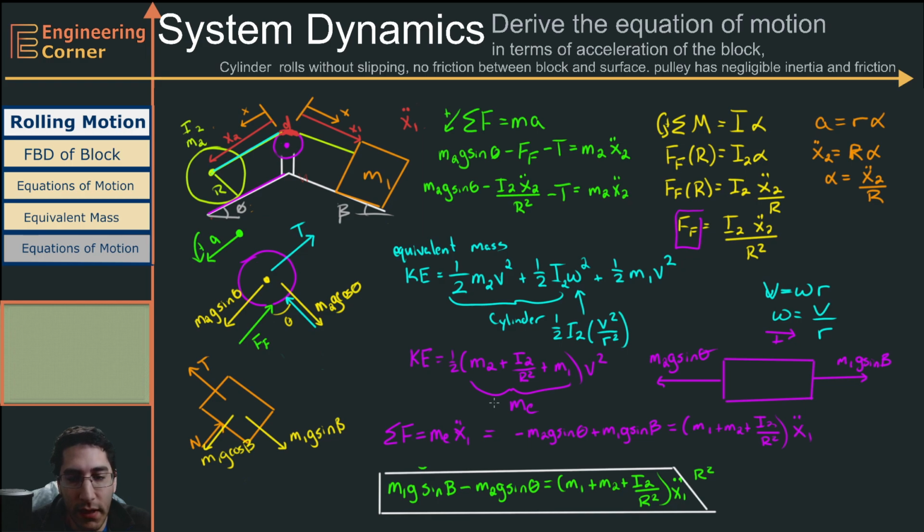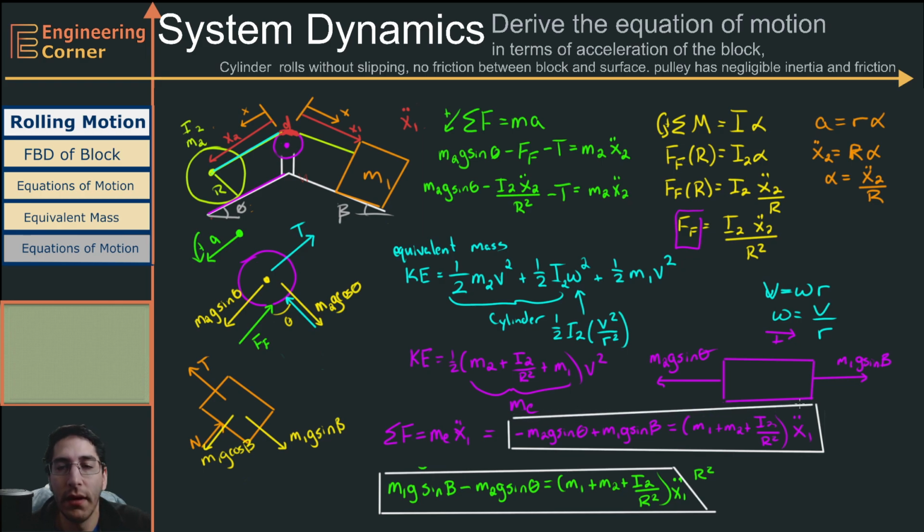Now, here's the equation of motion. And you can see that these methods give you equivalent answers. Now, which one's easier? Maybe you think the equivalent mass method is easier. Maybe you think the free body diagram method is easier. I think in this particular case, the equivalent mass is a little bit easier, but that's up to you. And hopefully I've shown you two different ways to solve the problem.